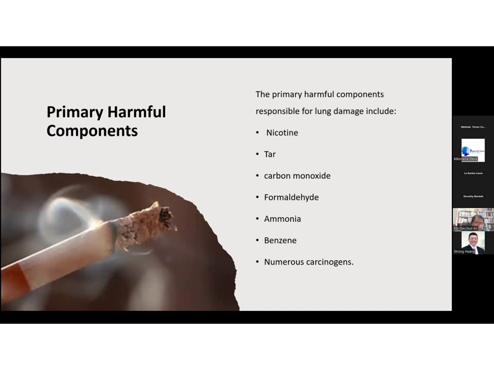Ammonia. Ammonia enhances the absorption of nicotine and other chemicals in the lungs, increasing their harmful effects. Benzene and polycyclic aromatic hydrocarbons, which is also known as PAH, are carcinogenic compounds present in tobacco smoke. And what they do, they induce genetic mutation in lung epithelial cells, leading to the formation of lung cancer.